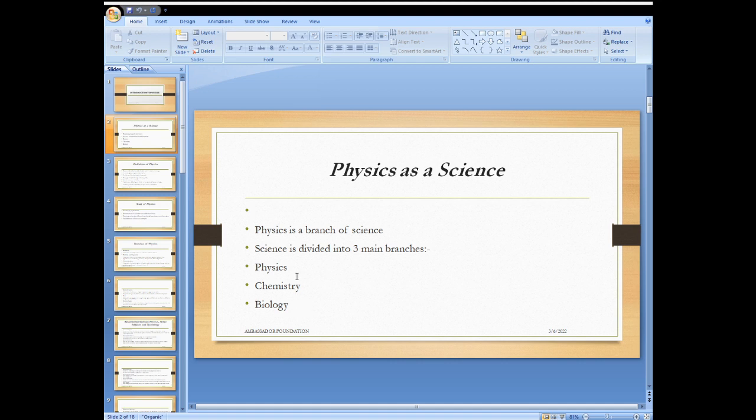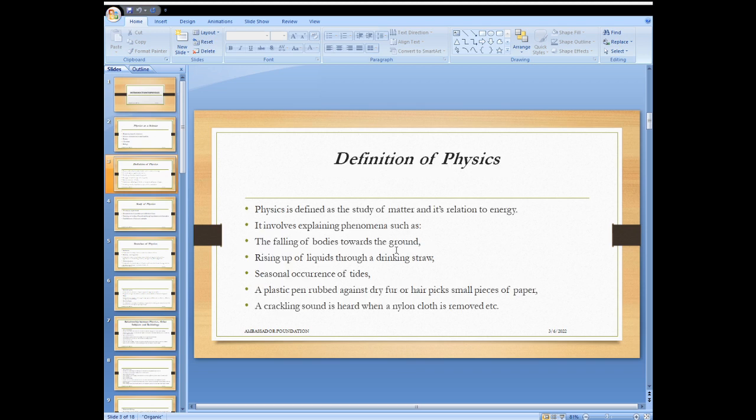So these are the branches of science, and each science, physics, chemistry, and biology, on the other side has their own branches. In this case, we are going to see the branches of physics. For example, chemistry can be split into organic chemistry and inorganic chemistry. Biology is also split into two: botany and zoology. But physics has very many branches that we are going to see right now after we have known what is physics.